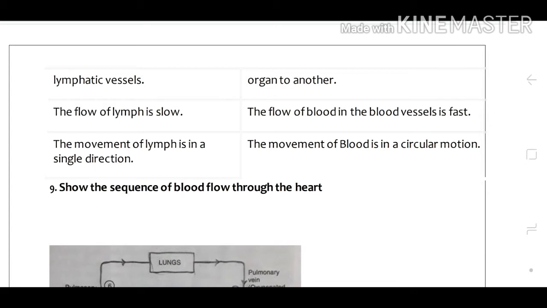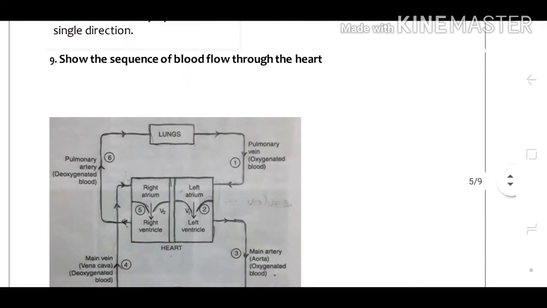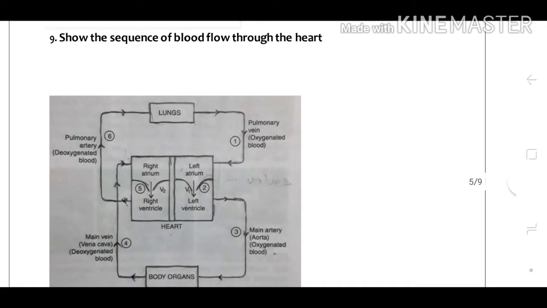The flow of lymph is slow. The flow of blood is fast. The movement of lymph is in a single direction. The movement of blood is in a circular motion. Question number 9. Show the sequence of blood flow through the heart.